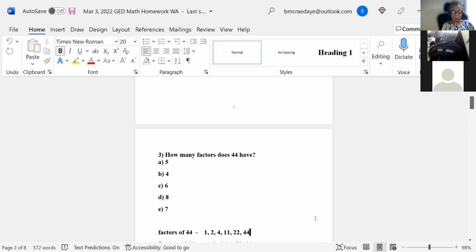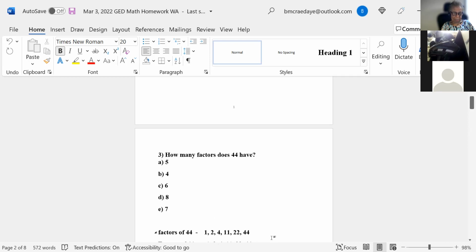And then you put in between, correct? So with your factors, you always start with 1 and end with the number that you're factoring. So you put 1, 44, and in between you've got 2 times 22, and 4 times 11.